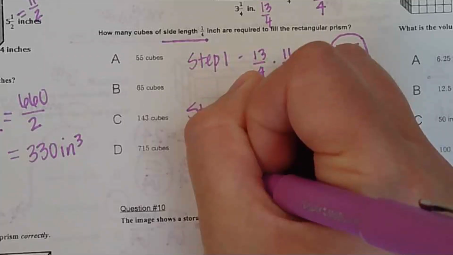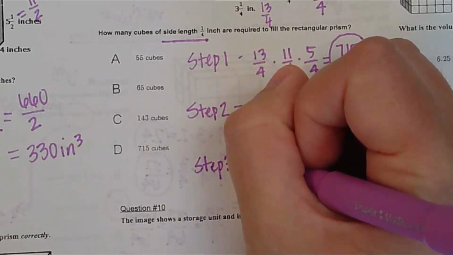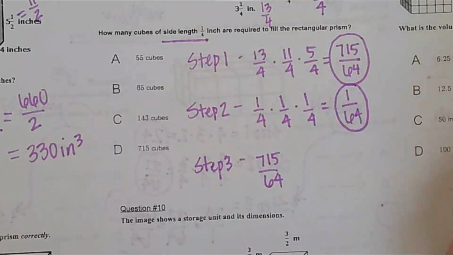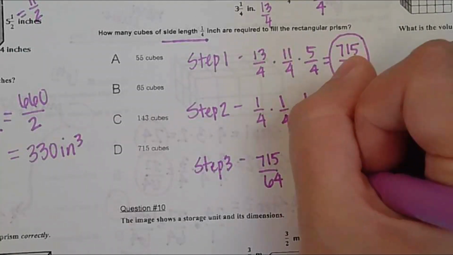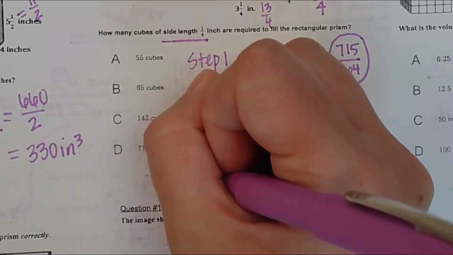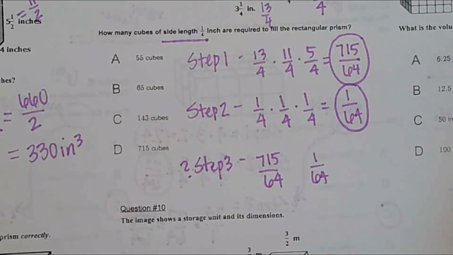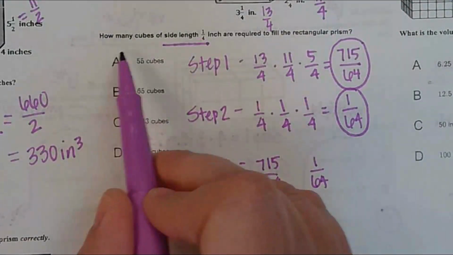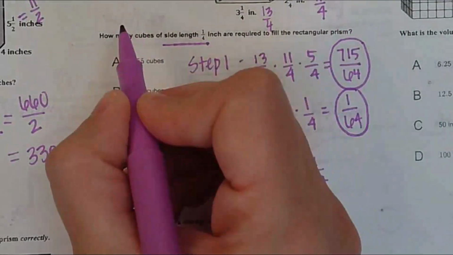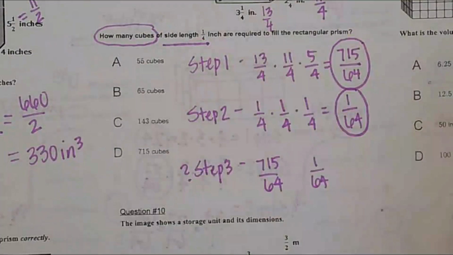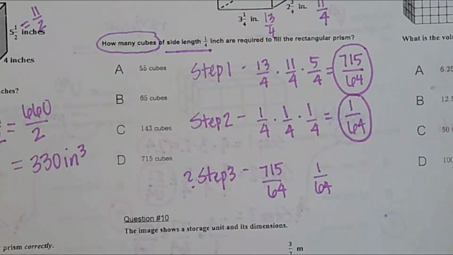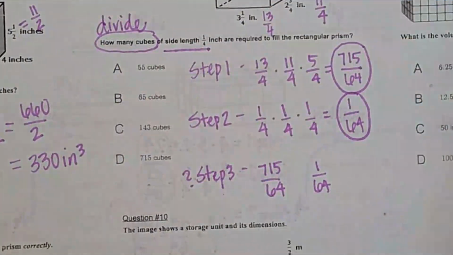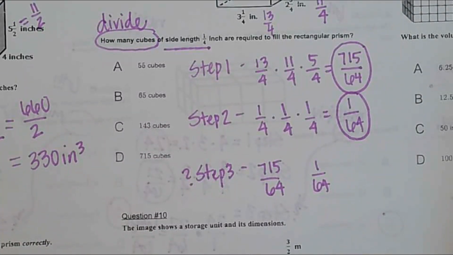And what I mean by that is you take what we got from step 1, 715 over 64, and we take what we got from step 2, 1 over 64. But remember, step 3, I always put what's being asked in the question. Do you see anywhere that it's talking about what is the volume? No, it says how many cubes. We will not multiply. We will divide.